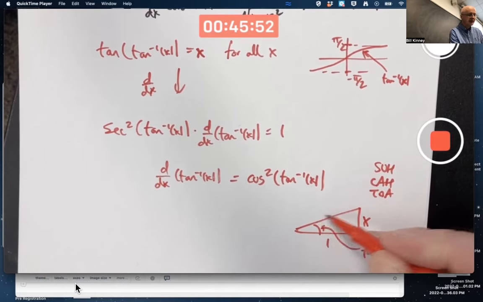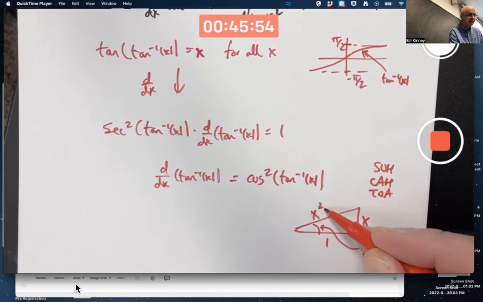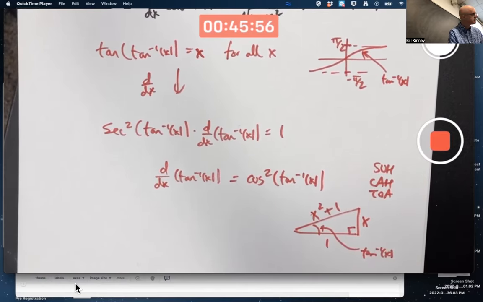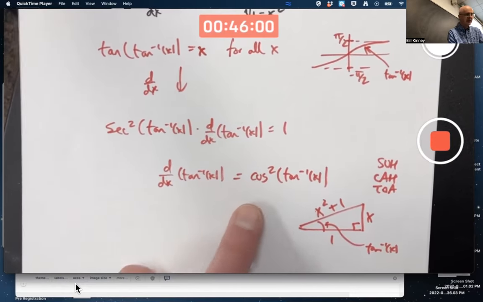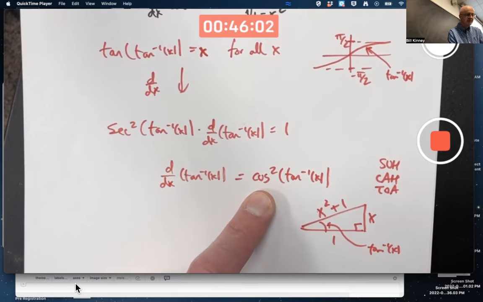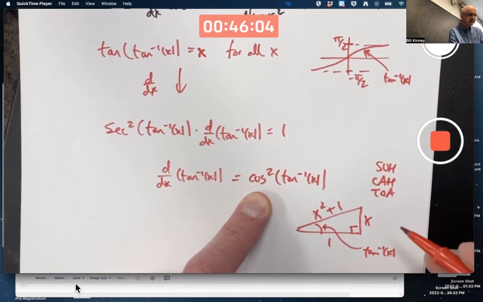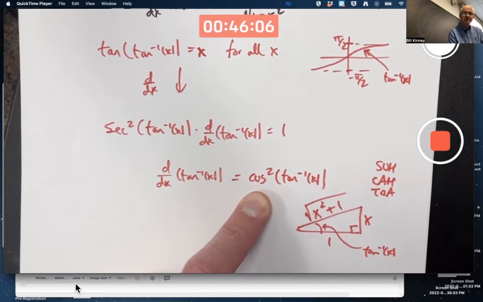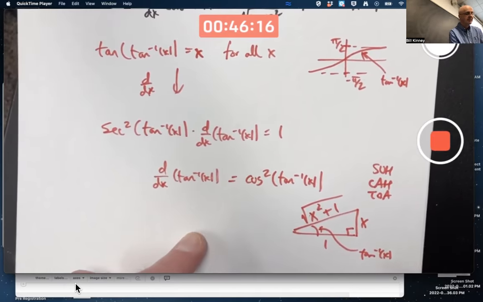Use the Pythagorean theorem to figure out the hypotenuse. You'll get x squared plus 1 squared, x squared plus 1. I now want to figure out the cosine of that angle. Oh, excuse me, square root of that. I've got to take the square root to get the hypotenuse. I want to figure out the cosine of that angle and square it. So actually the square root's ultimately going to go away.